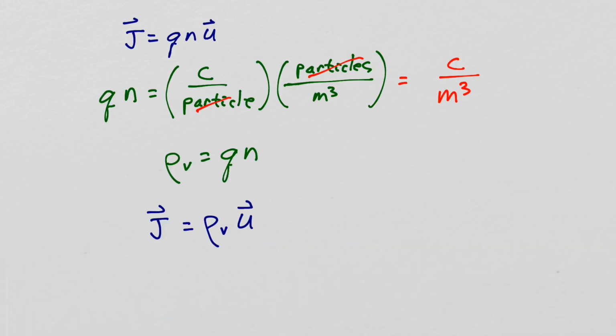The volume charge density of the conduction charges will be a material property. So for a substance like copper, it will have a fixed value for this rho sub v, the charge density of the conduction electrons in copper.